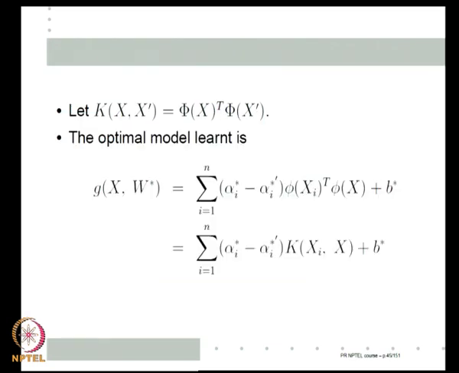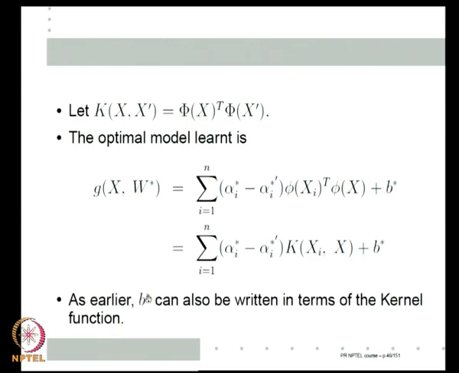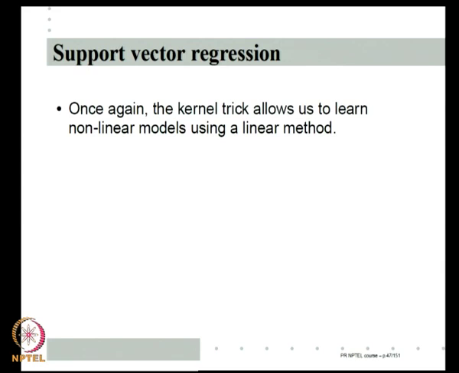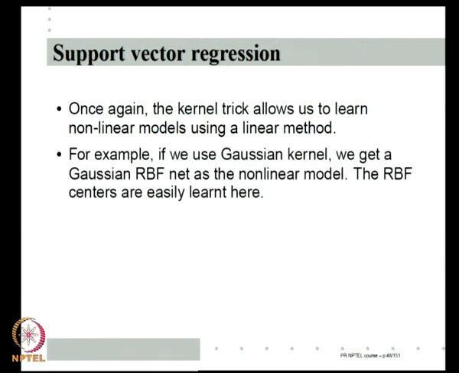Specifically, I can write my final function like this, where B star can also be obtained through the kernels. Essentially now I do not have to calculate phis. I only stay in the m dimensional space, the original space of the exercise, and still learn nonlinear regression functions. So, once again the kernel trick allows us to learn nonlinear models using a linear method.